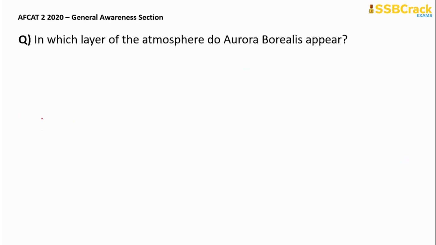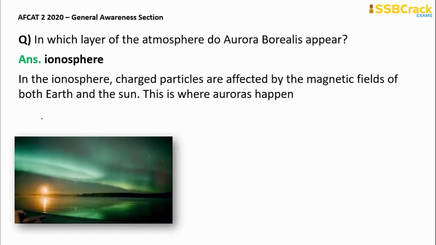Next question is, in which layer of the atmosphere does Aurora Borealis appear? So the correct answer is ionosphere. Ionosphere is the one. In the ionosphere, charged particles are affected by magnetic fields of both the Earth and the Sun, and this is where the auroras happen.